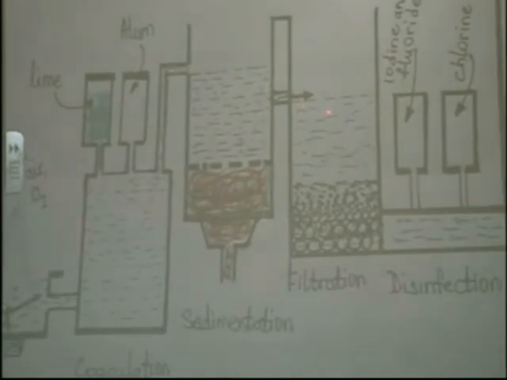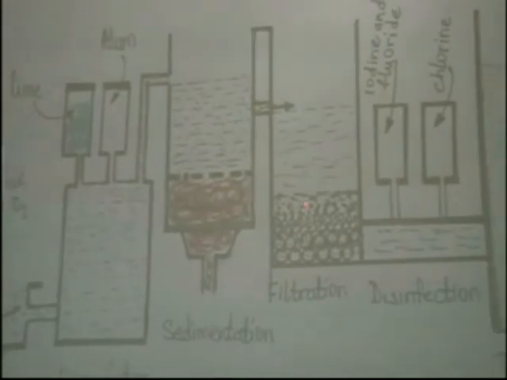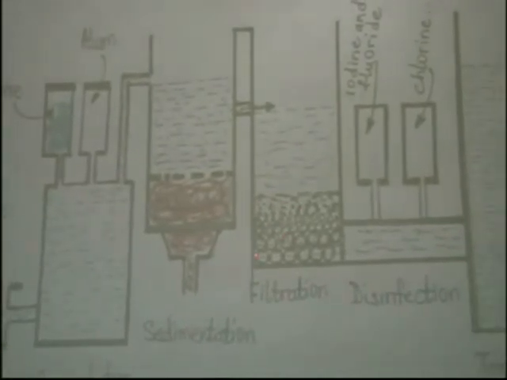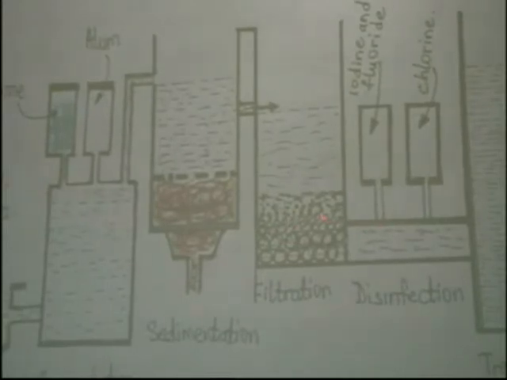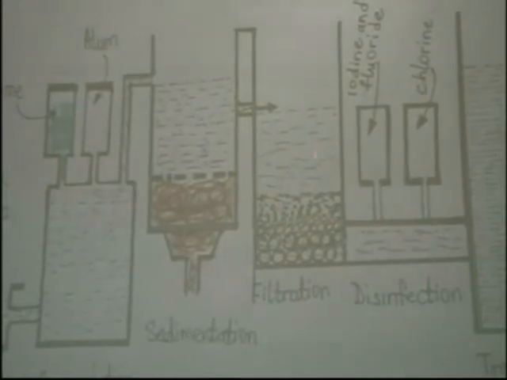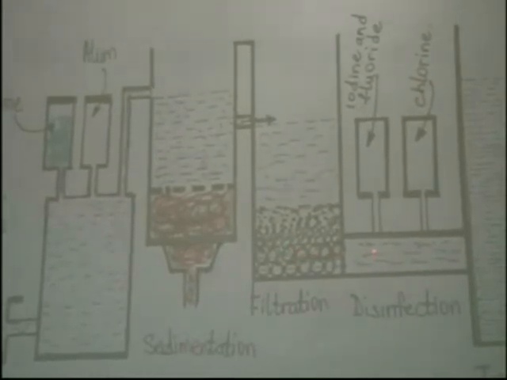Then you allow it to go into a filtration tank. If you look at this filtration tank, you have a filtration bed containing gravels, sand, charcoal, and then you filter it. When you filter it, the water you have here now does not contain any solid particle. But then the water contains germs. What do you do? You add chlorine to it to kill the microorganisms.